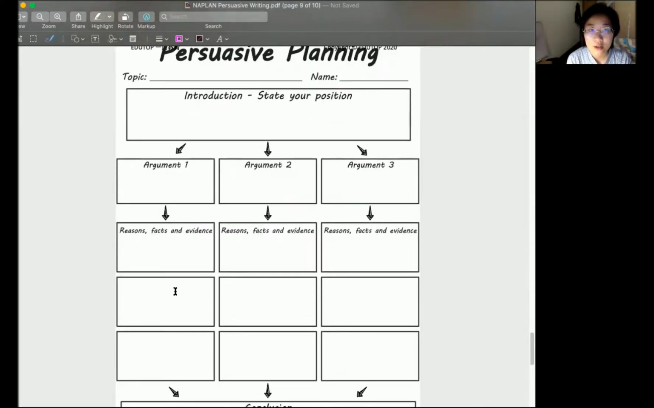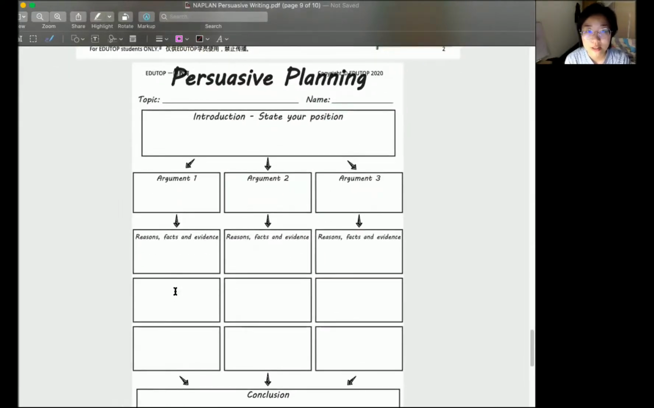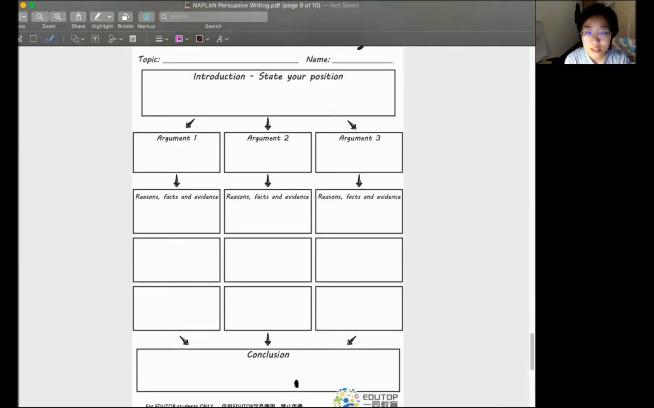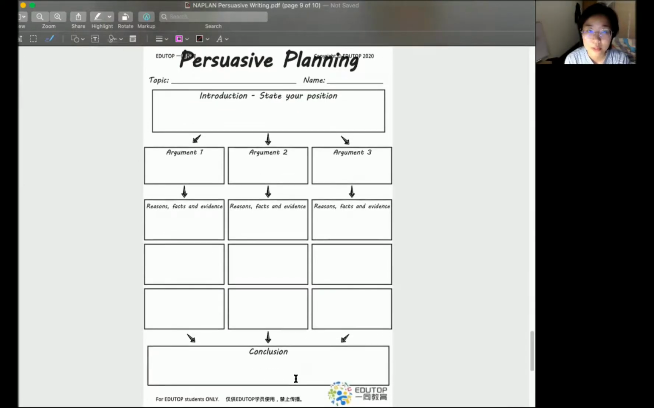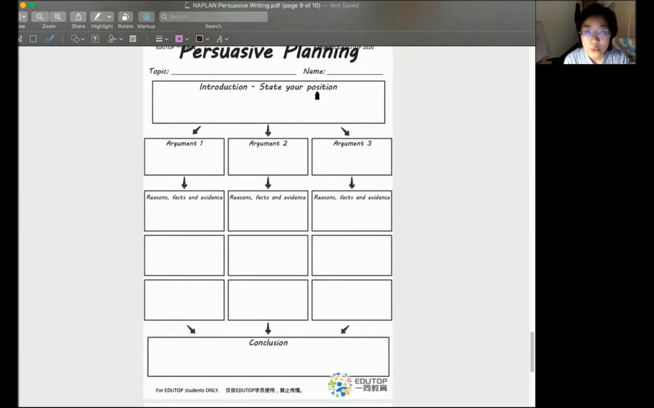Now I'm going to talk about these templates. The persuasive template, as you can see, is kind of different from our narrative template, although we also have an introduction, a conclusion and the body part, of course. But in the introduction part, you're going to state your position, right? It's very clear over there. I don't need to look for that in your body part here and there.